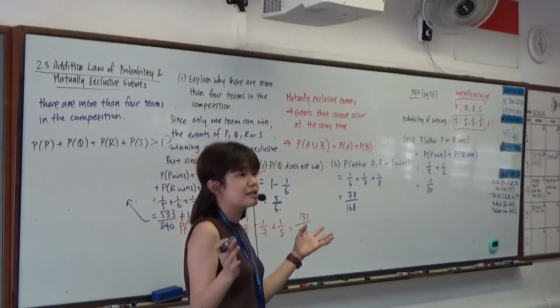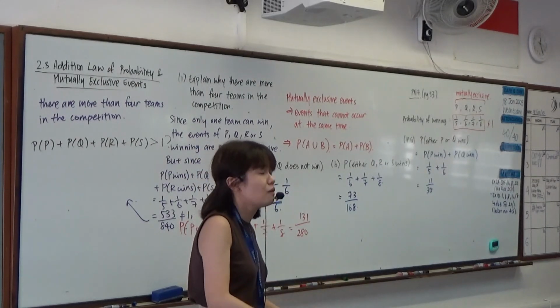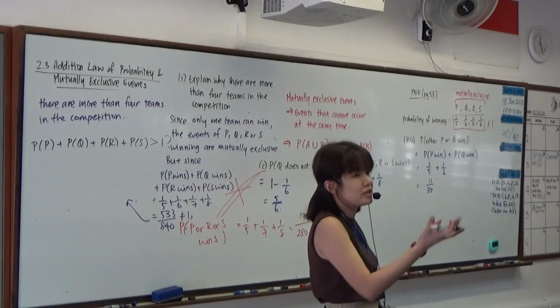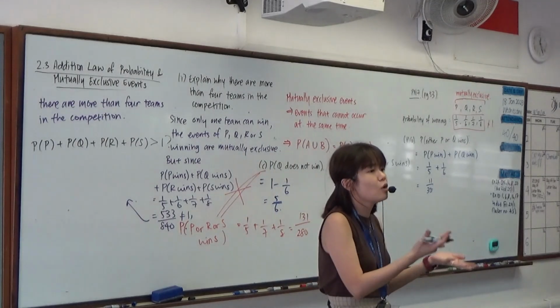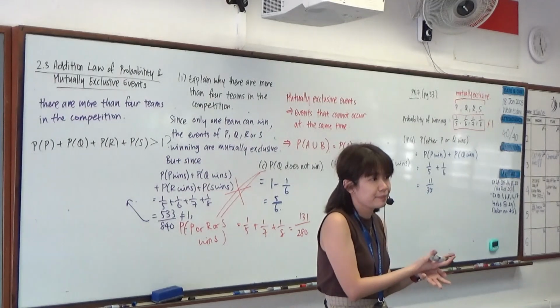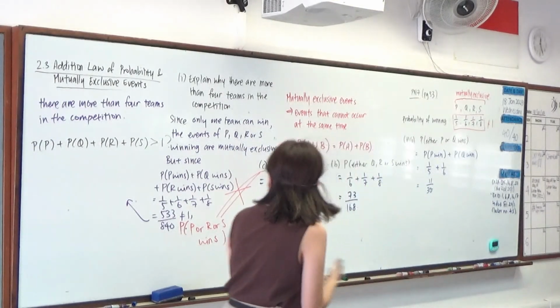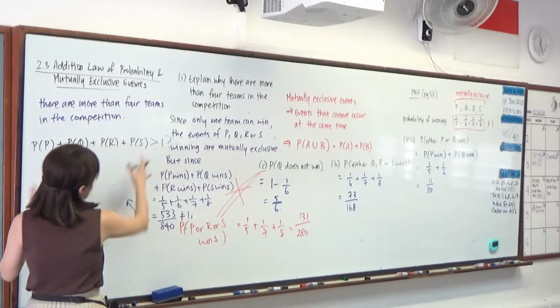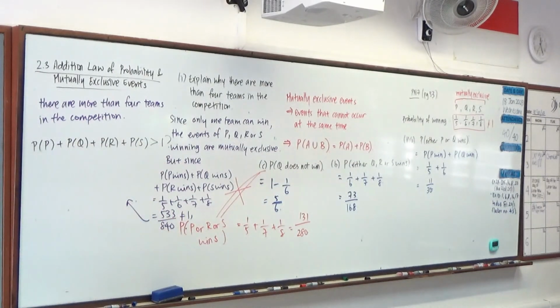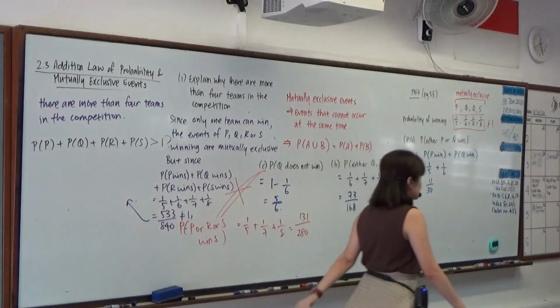That these events are not mutually exclusive. That means that in this competition itself, we can have maybe P and Q winning. They can be co-winners maybe, or R and S winning. So there's that overlap. Because when there's an overlap, the probabilities would likely add up to be more than 1 itself. So that's something that we can tell from this question and further our understanding about mutually exclusive events.